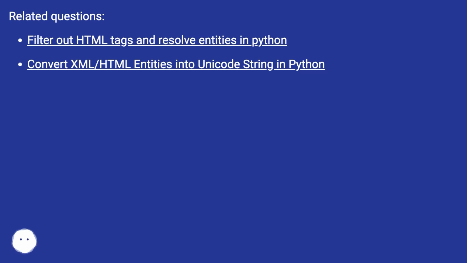Related questions. Filter out HTML tags and resolve entities in Python. Convert XML HTML entities into Unicode string in Python.